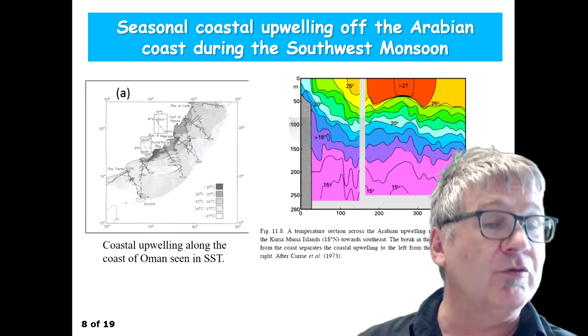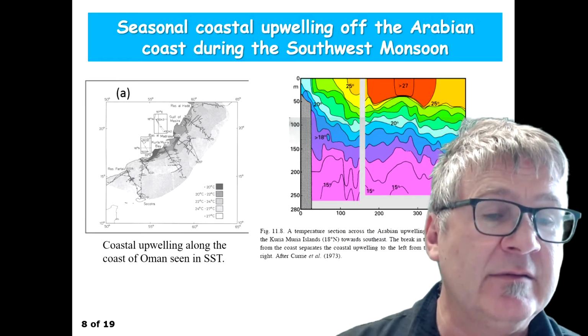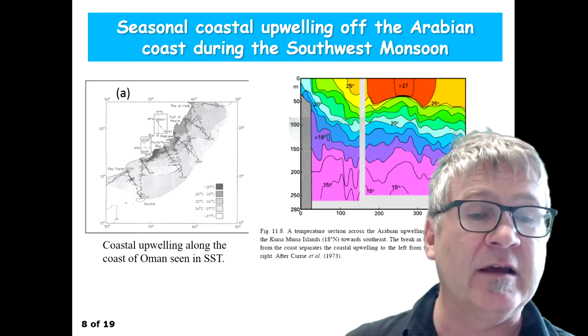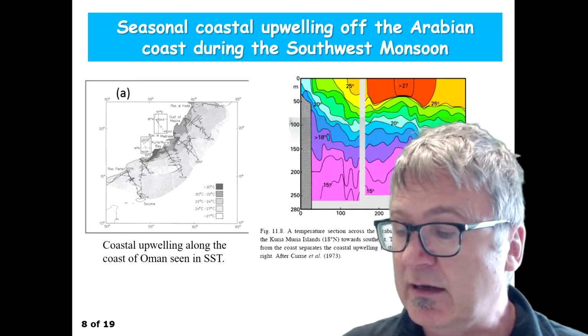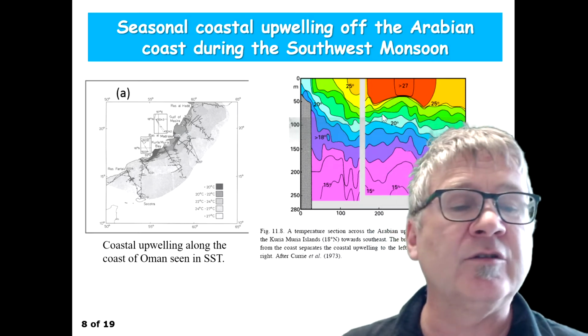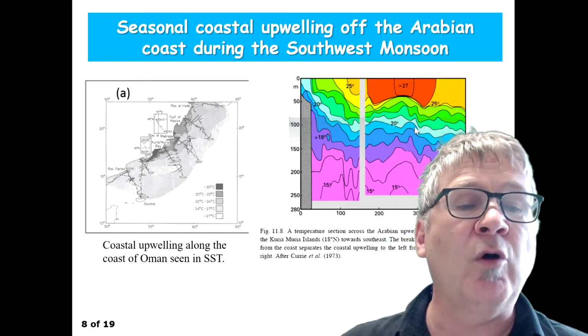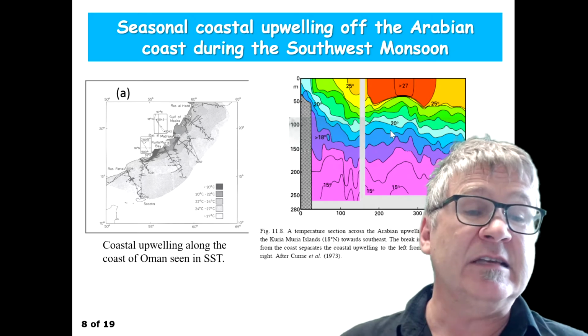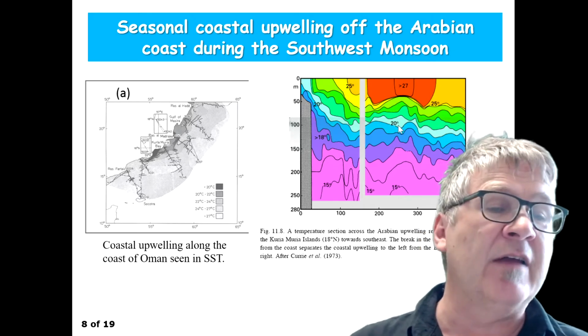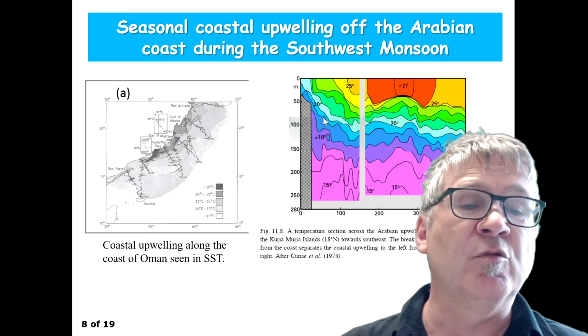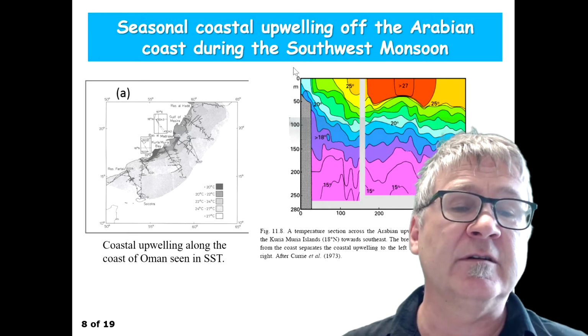Now that you know how to draw contours, you could even create maps like this by yourself. You can see that the 20-degree contour sits 200 kilometers offshore. It sits at 100 meters depth, and you can see it has moved to the surface. Okay?